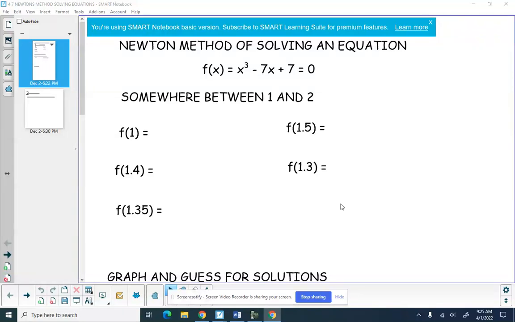All right, you're gonna need your calculator today. We have two more sections to cover, two more topics, really three topics: antiderivatives, Newton's method, and differential equations. Today we're going to deal with Newton's method of solving an equation.